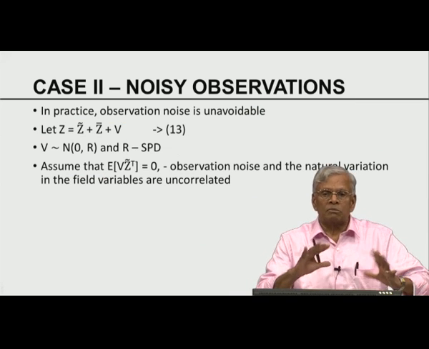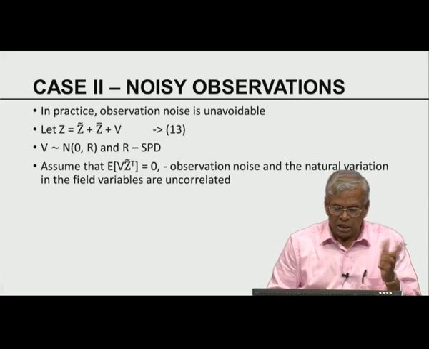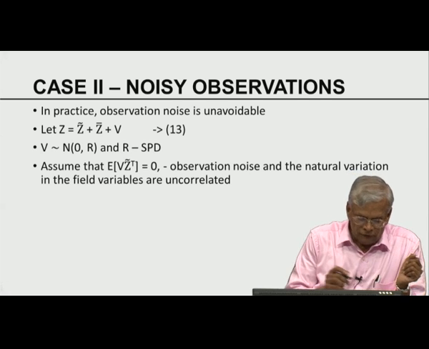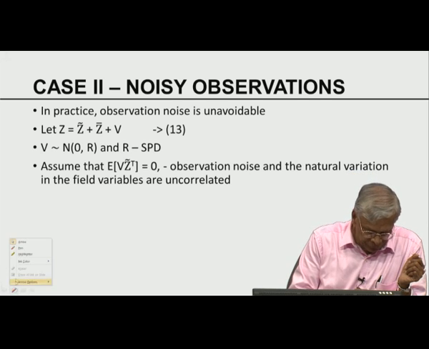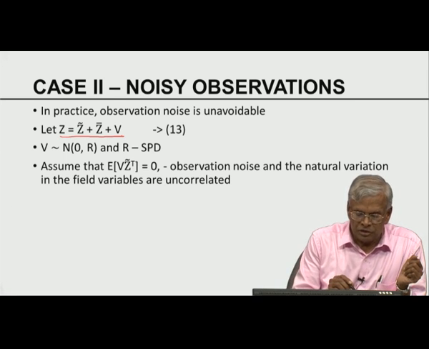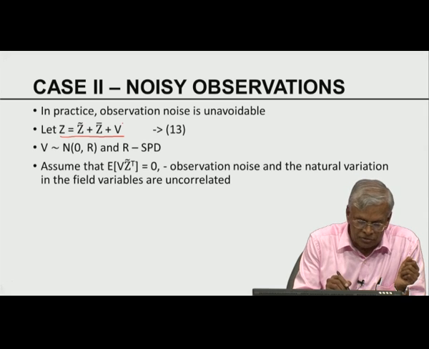Now I am going to talk very quickly about the extensions. Case 2, noisy observations. In practice, observations are noisy. Noise is unavoidable. Therefore my observation Z is equal to Z bar, the mean, plus Z tilde, the anomaly. Until now we had only Z is equal to Z bar plus Z tilde.